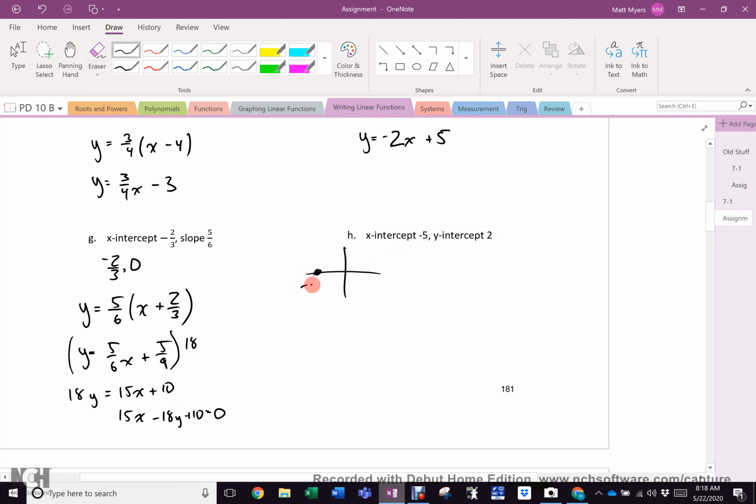X-intercept of negative 5, y-intercept of 2. So my slope is 2/5. So y equals 2/5 x plus 2, not 12.